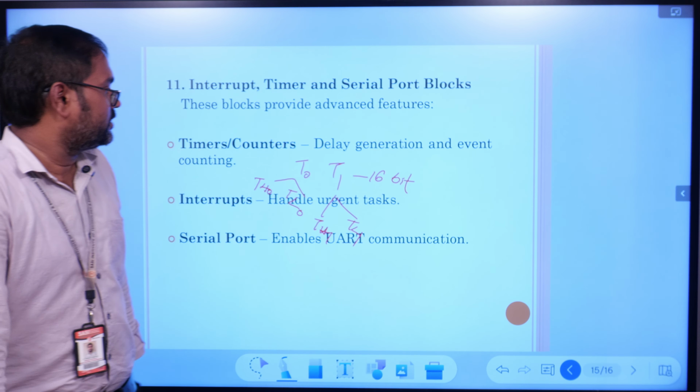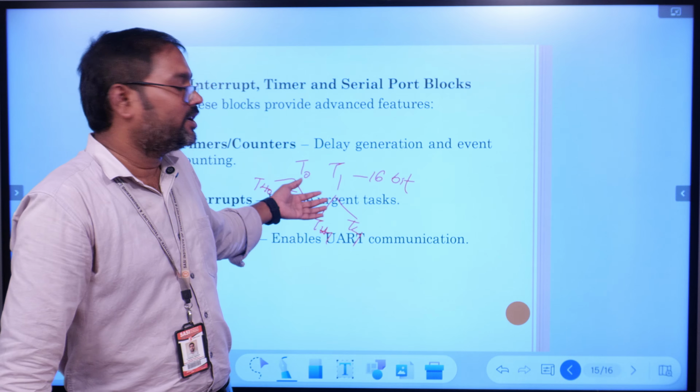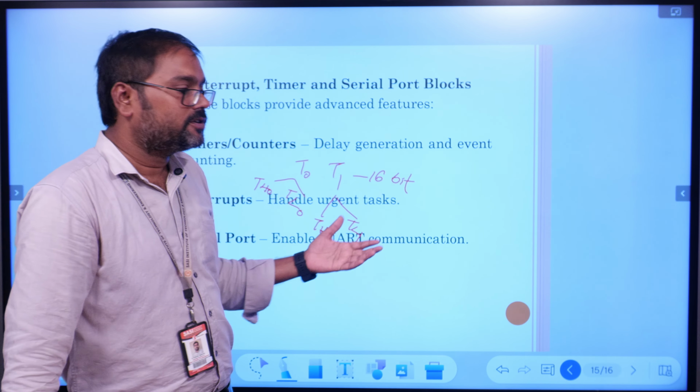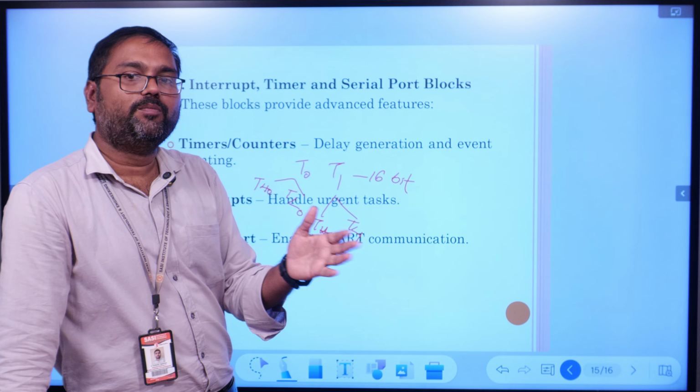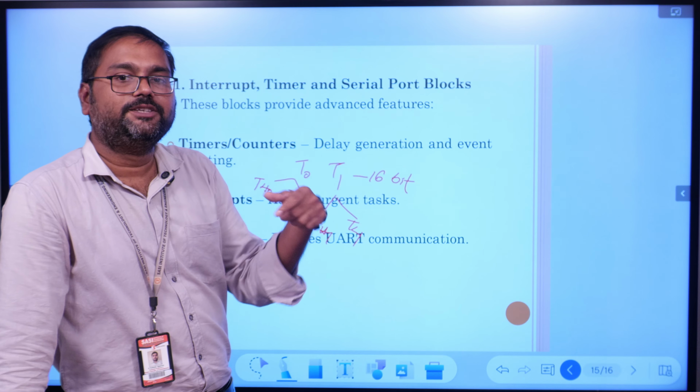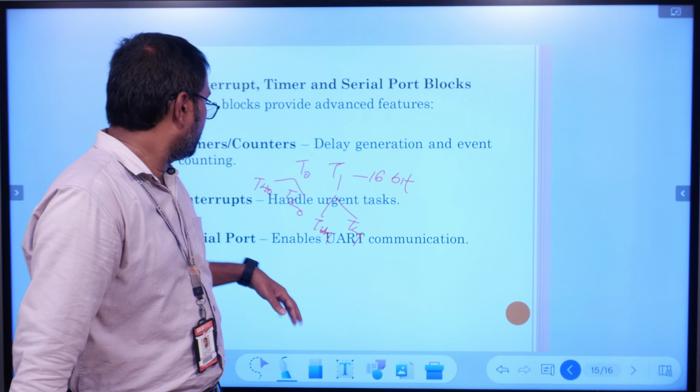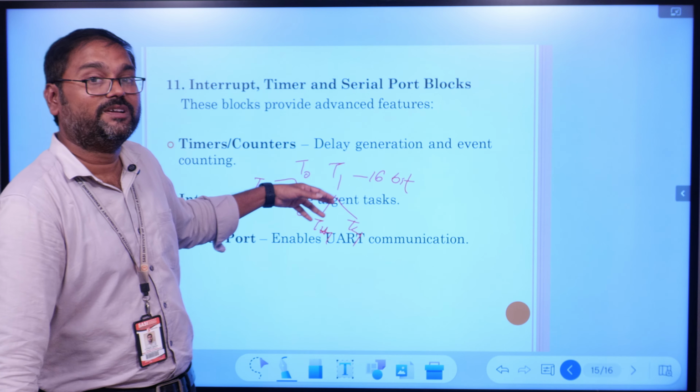And coming to the interrupts, basically interrupts are nothing but emergency or urgent tasks. Whatever interrupt comes, based on the priority of the interrupt, the microcontroller can interrupt the main program, start the execution of the interrupt, and come back to the main program. So this is about the interrupts. They can handle urgent or emergency tasks.